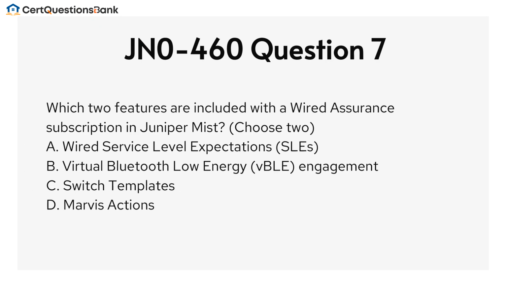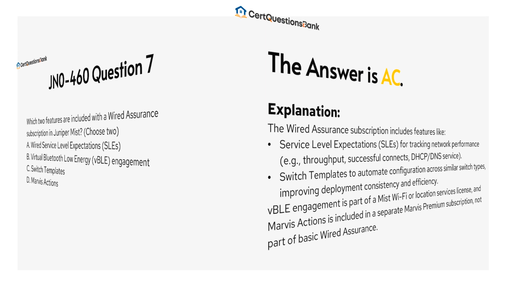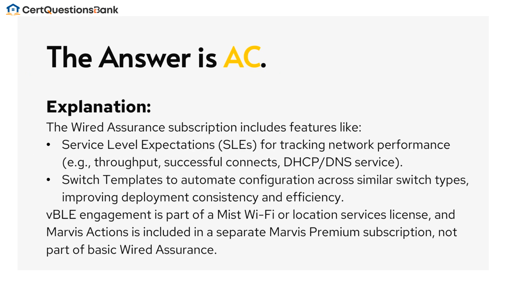Which two features are included with a wired assurance subscription in Juniper Mist? Choose 2. A. Wired service level expectations, SLEs. B. Virtual Bluetooth Low Energy, VBLE, engagement. C. Switch templates. D. Marvis actions. The answer is A, C.